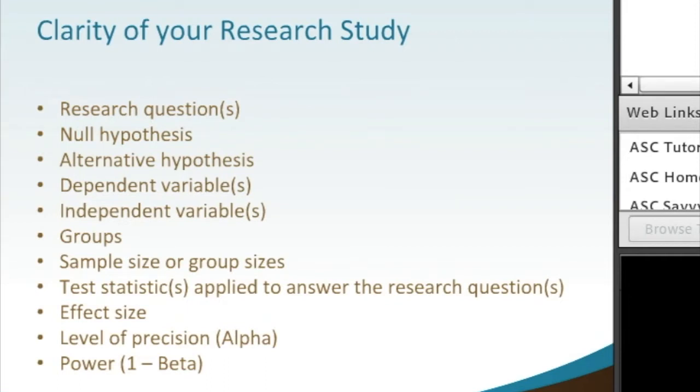You want to always identify the sample size or group sizes. You want to show that if group A is, say, 75 participants and group B is 110 participants, you want to identify that in your paper for your reader.